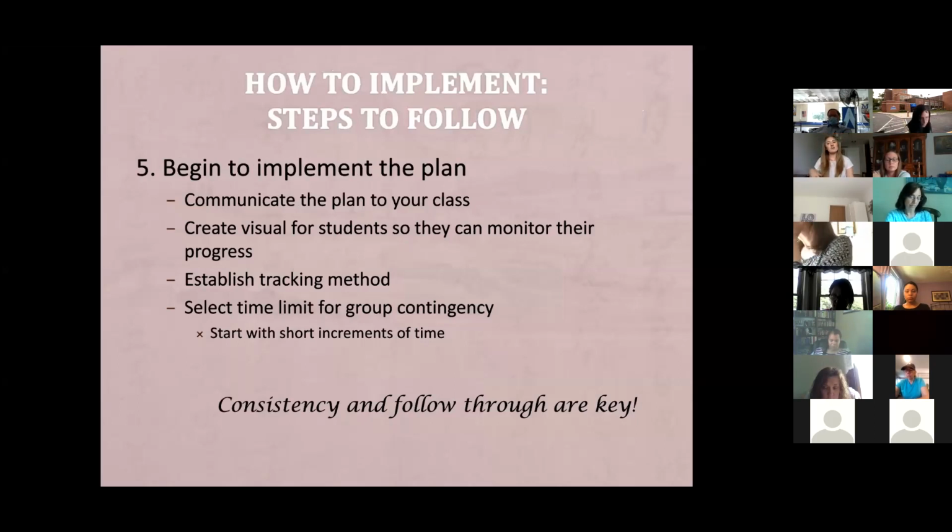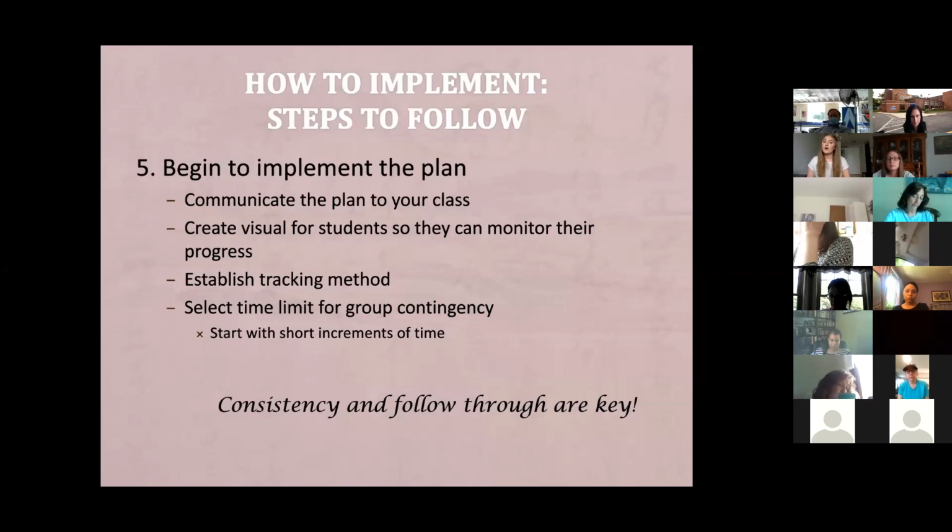So now you've done all that and you're almost ready to implement your plan. A couple of things to do directly before starting it is to communicate the plan to your class. Keep them in the know. Let the students know what you're going to be looking for. Let the students know what they need to do to meet this criteria. How many times does a student have to engage in this behavior to meet the criteria? What exactly are the students going to be earning? They need to know all of this information in order to see success with these plans.